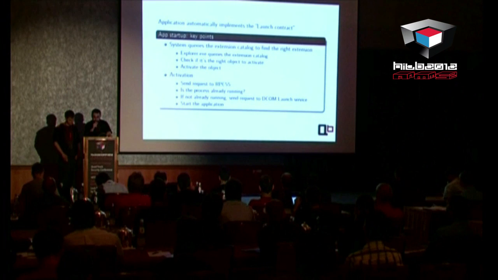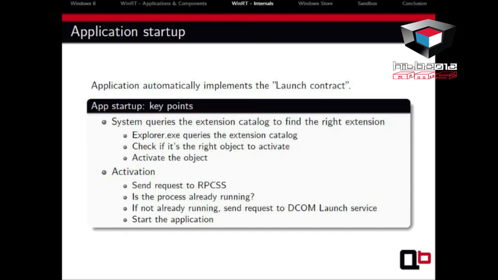Once the activation takes place, explorer.exe sends a request to RPCSS. RPCSS is a service in Windows which is running with network privileges. It's a lower privilege. If the process is not already running, RPCSS sends a request to the DCOM launch service, which is running as a system service. And the application is started at that point.